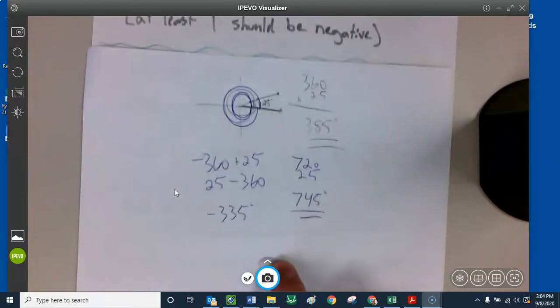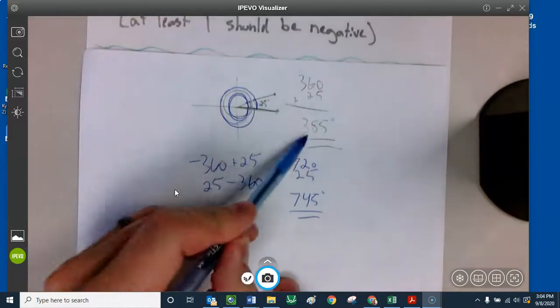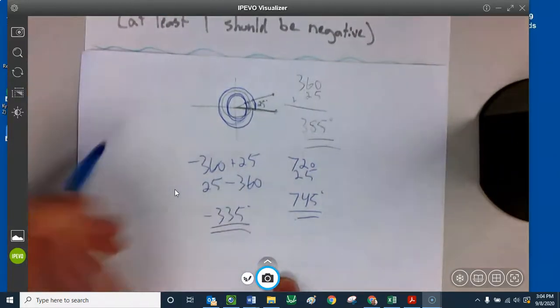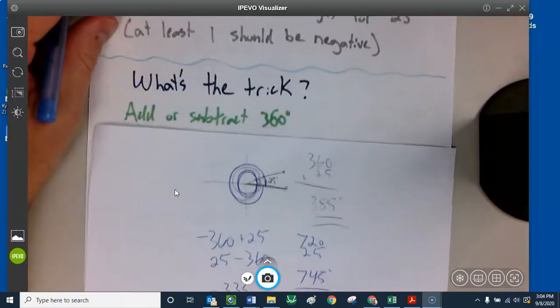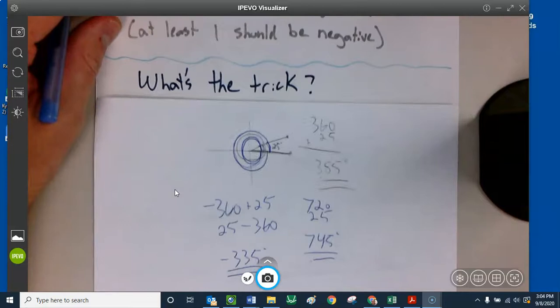Yes, hopefully. Okay. So we need a trick. There's 3. 1, 2, 3. They're all coterminal. They all start and end at the exact same spot, but they're 3 different angles. Well, what's the trick for it? Oh, and if you saw that, pretend like you didn't see that.